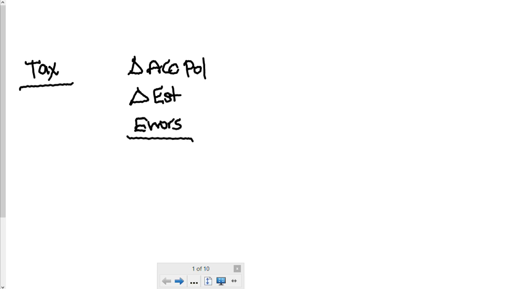Those are the two big sections of work that come up in the exam for, I would say, maybe 3/4 of the marks: tax, and changes in policy, changes in estimates and errors.